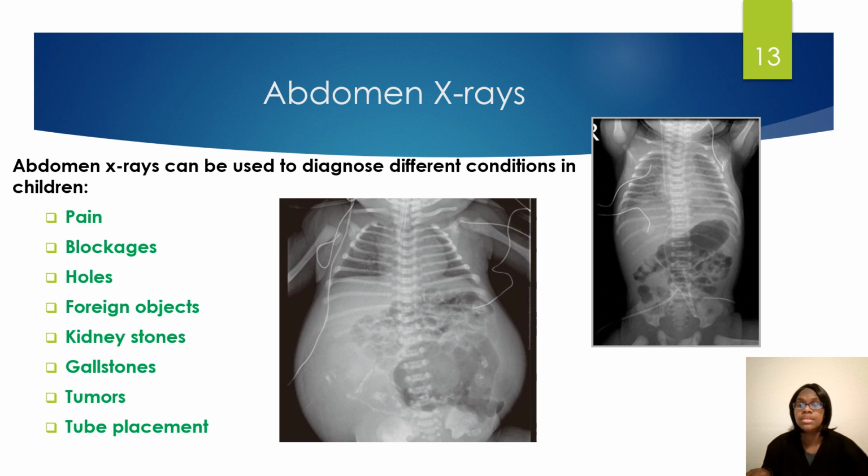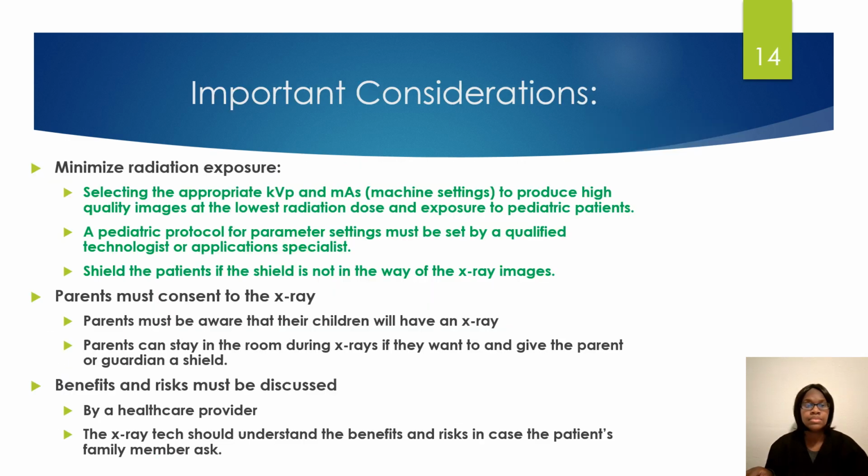You will see the entire chest and abdomen on this patient. Okay, now we are going to talk about the important considerations, and this is to minimize radiation exposure, meaning make sure that you are selecting the correct KVP and mAs.